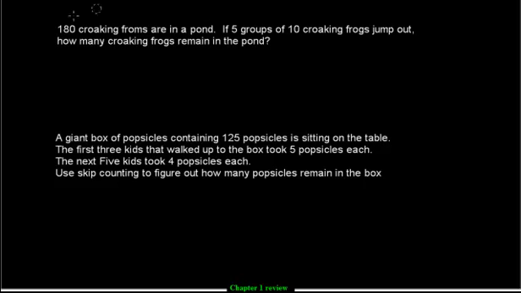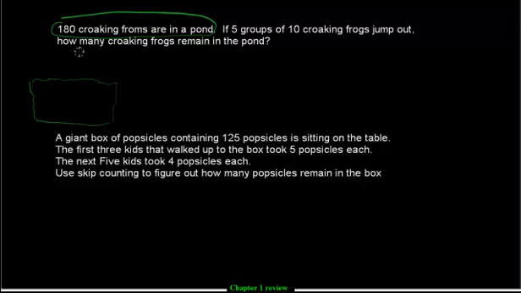This seems like a confusing question the way it's worded, but let's break it down. What do we know first of all? What does it tell us? Well, the question tells us there's 180 frogs in a pond. So we can make a pond. Here's our pond, like that. And here's the sun. So we got our pond over here. We have 180 frogs.